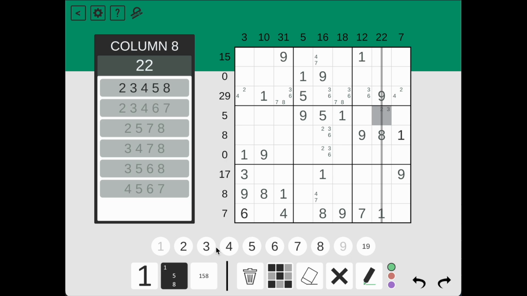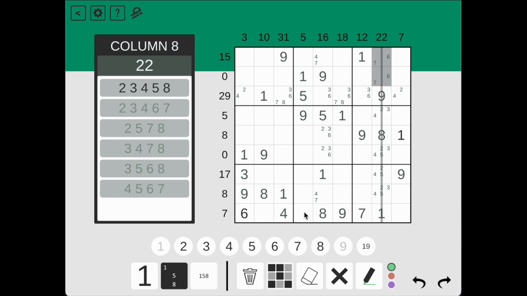This is 2, 3, or 4. This could be 2, 3, 4, or 5. This has a 3 in this row, so this could be 2, 4, or 5. And this could be 2, 3, 4, or 5. And outside, this could be 6 or 7.